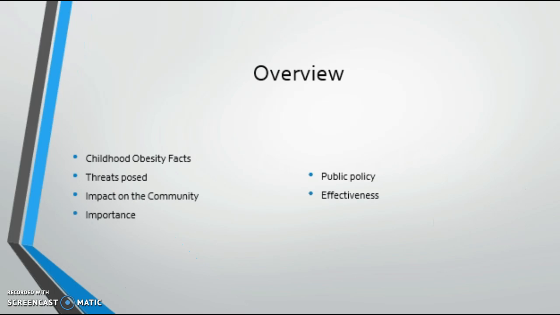Just to give an overview, over the course of this presentation, we will discuss the facts and statistics as well as the causes of obesity, and we will also look into the threats posed to children that suffer from obesity and what it can mean for them into adulthood. There will also be a focus on what can happen in the community to help decrease the prevalence of obesity among children, and why it's so important to create a fight against this obesity that we do see. We will also touch on potential public policy that should be put into place to help target this disease and why that will be effective.